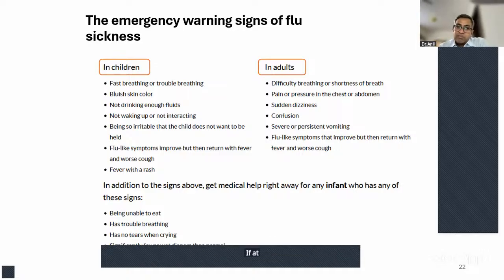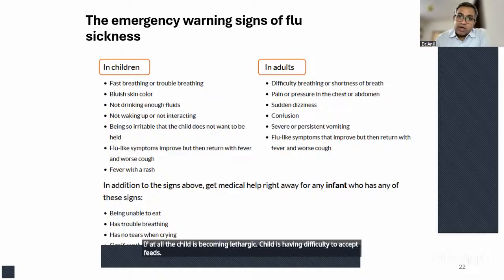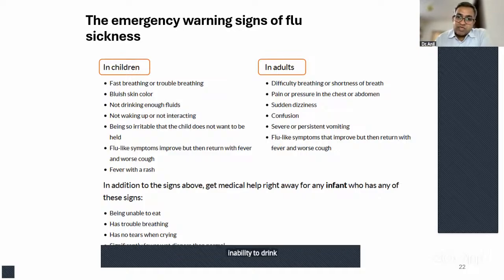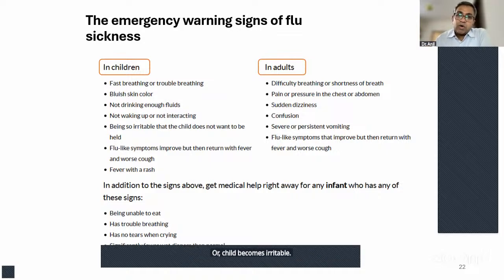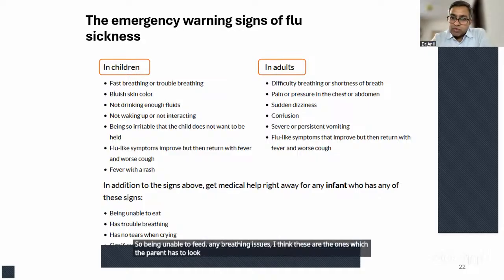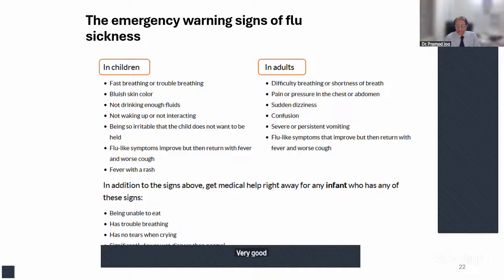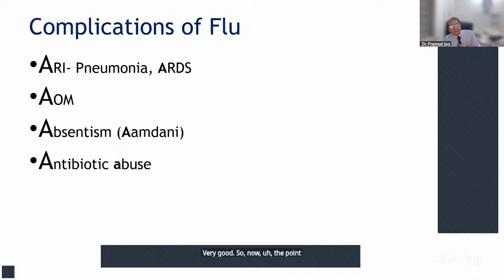If at all the child is becoming lethargic, having difficulty to accept feeds, inability to drink, or the child starts developing respiratory problems like fast breathing, or the cough becomes incessant, or the child becomes irritable, drowsy, all these are the red flags that we look at. So being unable to feed, any breathing issues, I think these are the ones which the parent has to look forward to. Very good.